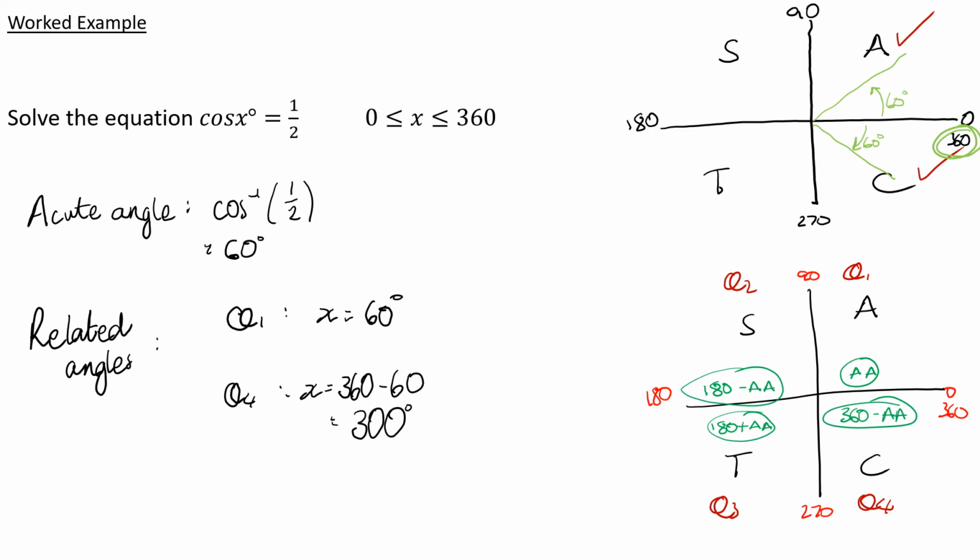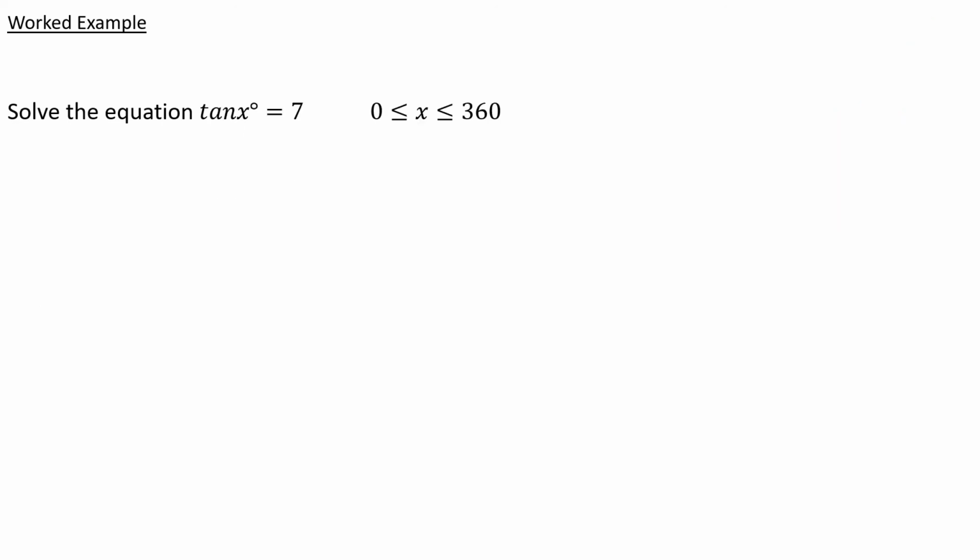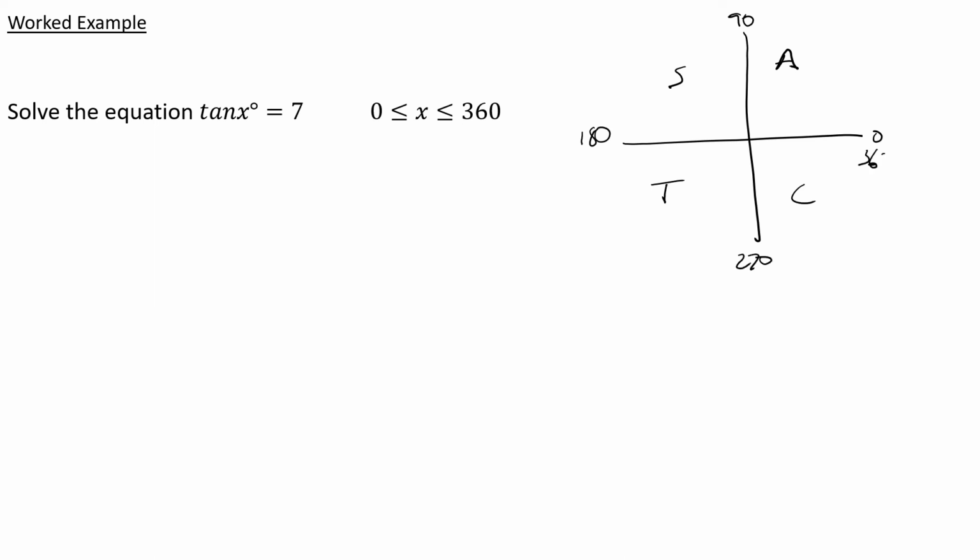Okay, I'm going to do this last example quite quickly. Solve the equation tan x equals 7. Step 1, CAST diagram. All, sine, tan, cos. 0, 90, 180, 270, 360. We have a look at our equation. Tan, this is a positive number. So we tick where tan is positive. Tan is positive here because they're all positive there, and tan is positive there.